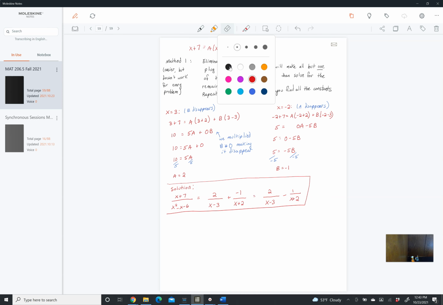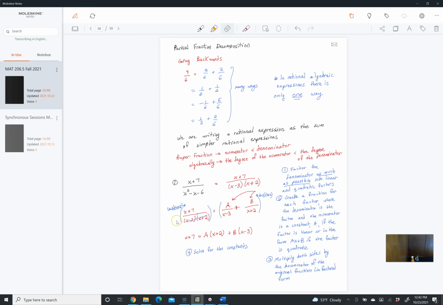And this is your first method. Again, this is easier, but it doesn't always work because it's possible that you won't be able to eliminate all constants except for 1. It will always work in a case like this, where you get a constant over a linear factor plus a constant over another linear factor, and there's only two fractions. It starts to not work when there's more than two fractions.